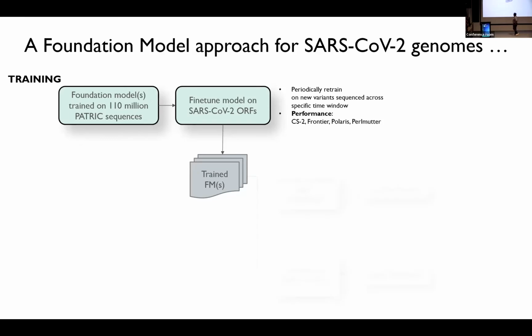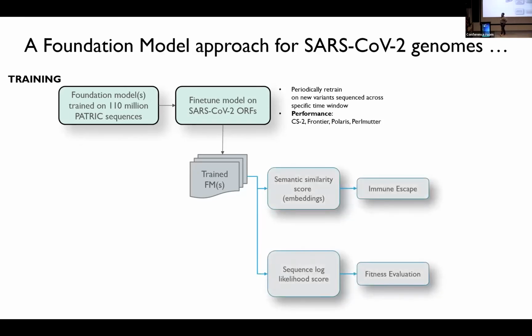So you have the trained foundation models. You have the core scores that come out of it, which includes the semantic similarity, which when I showed you the latent space I can measure from, which is basically the distance metric that says how closely 2 sequences are related. So that comes from the embeddings directly. And then you also have the sequence log likelihood score, which basically says how good am I in predicting the next set of codons that I've observed, right? So the sequence log likelihood score gives you a value to basically measure fitness evaluation, and the semantic similarity score gives you the immune escape score.